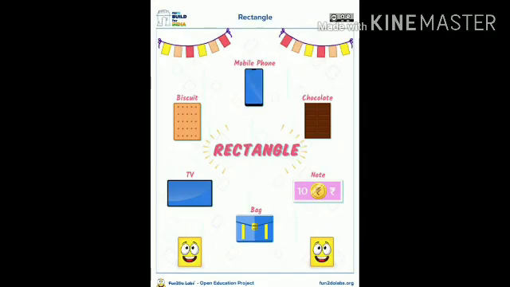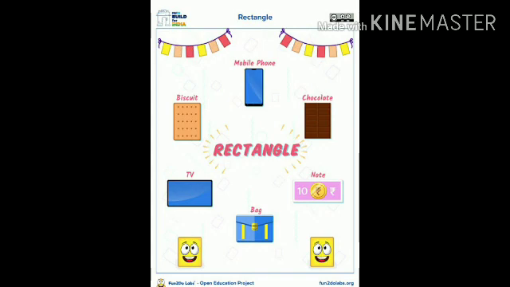Now we see one more picture where we can see a mobile phone. Mobile phone that mama and papa have, even you have, is in the shape of a rectangle. Then comes chocolate. Everybody likes chocolate. I like to eat chocolate. You like to eat chocolate.